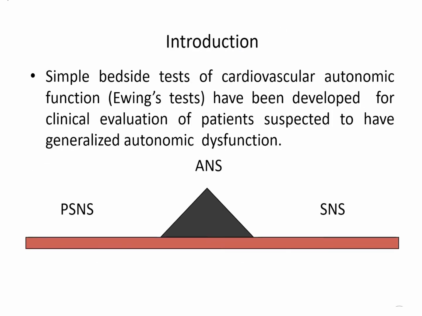So, for recognition, there are 5 classic Ewing tests, a standardized set of cardiovascular reflex tests developed by Dr. D.J. Ewing to assess autonomic nervous system function, particularly in the context of diabetic autonomic neuropathy. These tests are non-invasive, relatively simple, and remain the cornerstone in clinical evaluation of autonomic dysfunction.